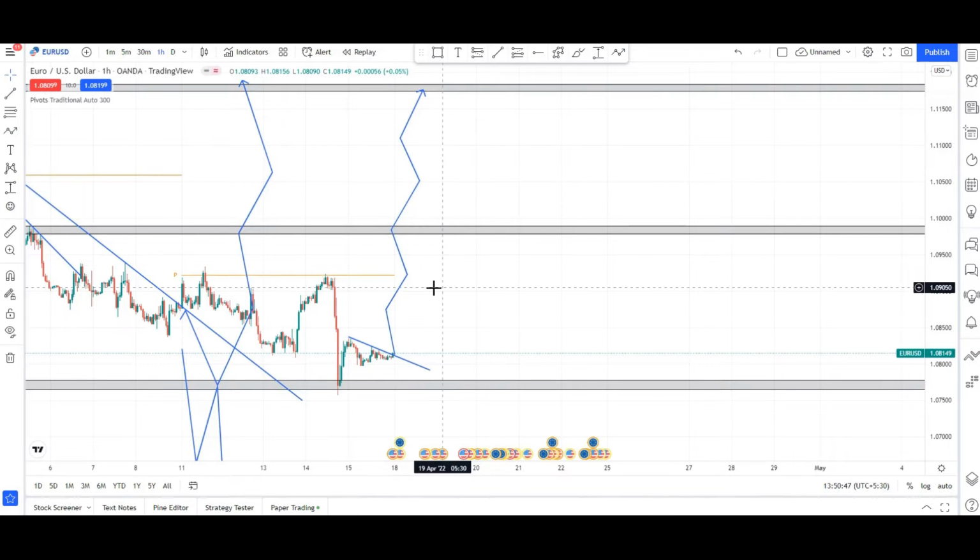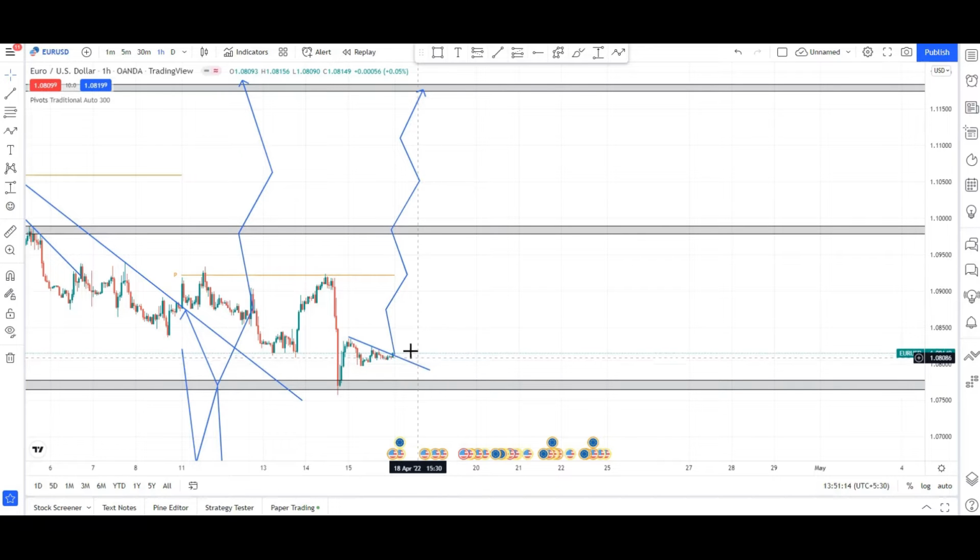Also, if you have taken a position somewhere here on support, your SL will be somewhere here. Keep a small SL and take 2 to 3 positions. You don't have to take a big SL. If you take a very small SL, you have a very nice trade, because you can enter 3 times in that trade. That's why I take it like this.